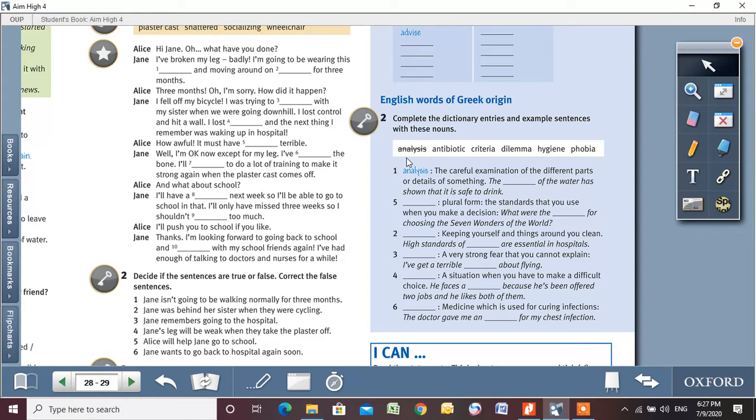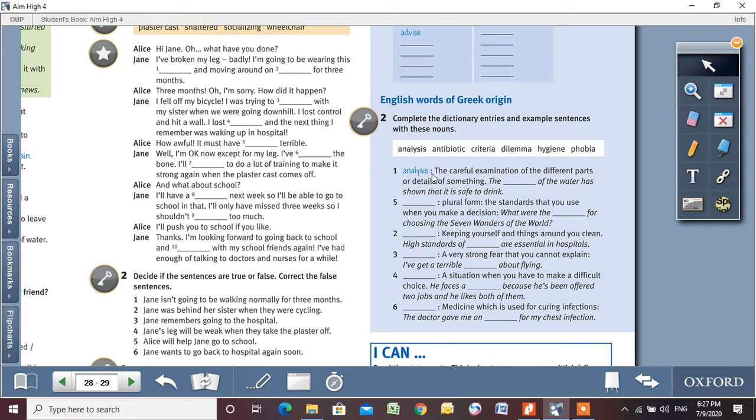Now these words are analysis, antibiotic, criteria, dilemma, hygiene, and phobia. We start with the first one. It's already answered. Analysis. What is the meaning of analysis? It's the careful examination of different parts or details of something.